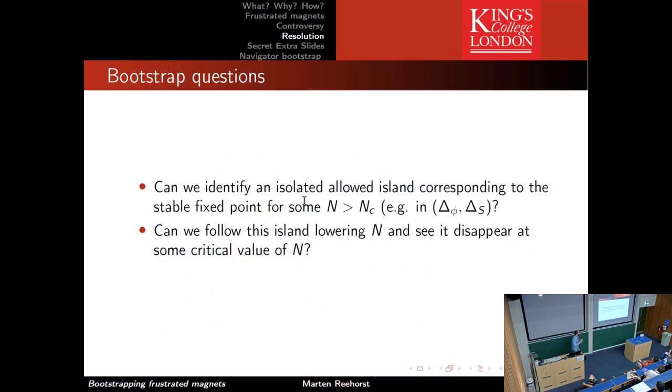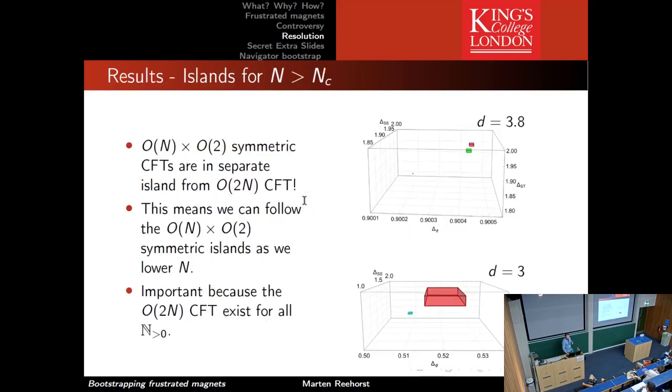So concretely, what do we do in this case? Well, first, we know that for large n, this theory is supposed to exist. So a first obvious question is, can we find it? Can we identify in some space that this is the theory that we're looking for? And then the question is, can we just start lowering n and follow where this goes? And can we see where it stops suddenly? Well, the answer to both is yes. Otherwise, I would probably not be giving this talk.